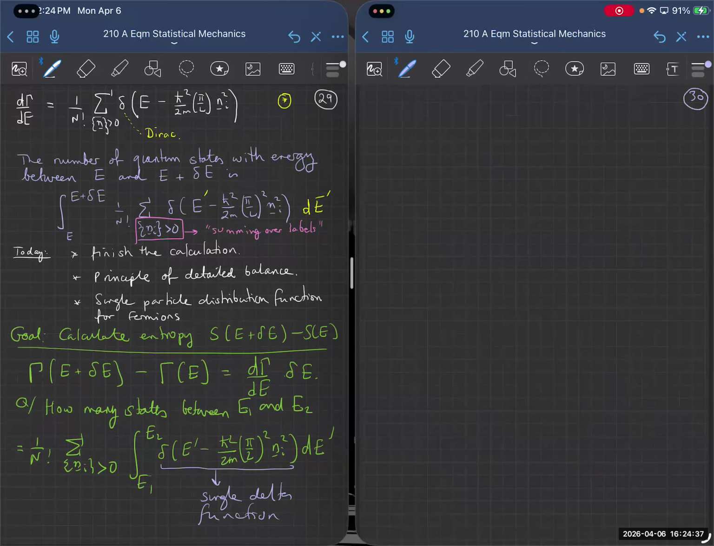It's a delta function of a scalar variable E. So if I'm integrating a delta function, well, let me write it. Maybe I should write it like this.